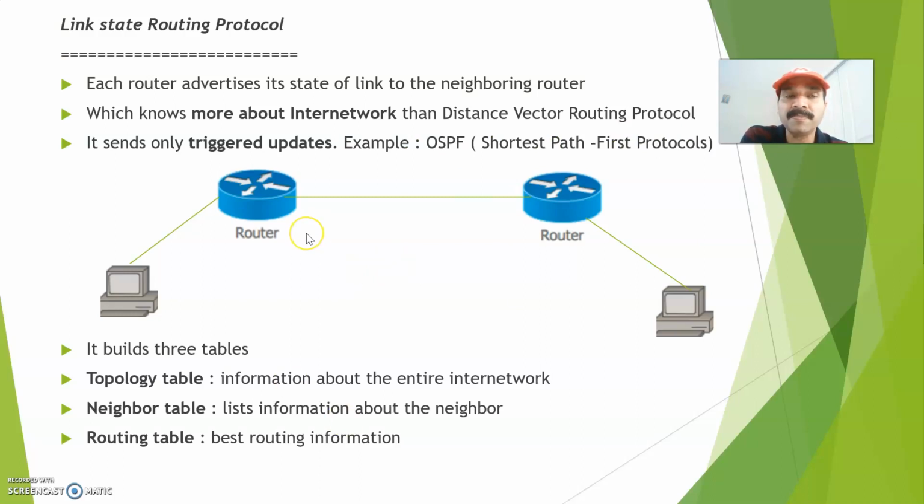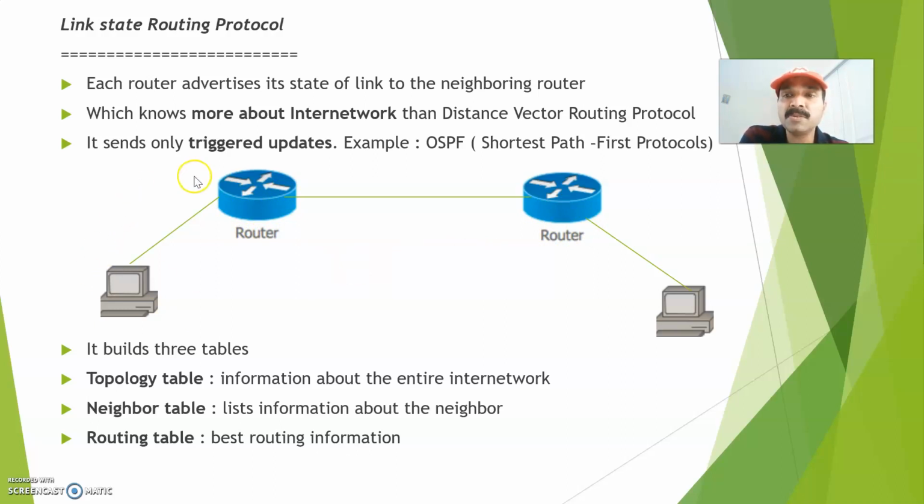Each and every router will advertise its state of link to the neighboring router in the form of link state advertisement. So, what is the link state? It is nothing but a state of link, whether the link is up or down, or whether all the connected information it will advertise to the neighboring router in the form of a link state advertisement. So that is the reason we call it a link state routing protocol.